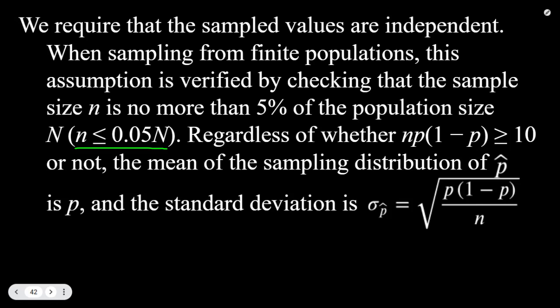But regardless of whether n times p times 1 minus p is greater than or equal to 10 or not, the mean of the sampling distribution of p hat is still going to be p, and the standard deviation will still be that expression we talked about in the last slide.